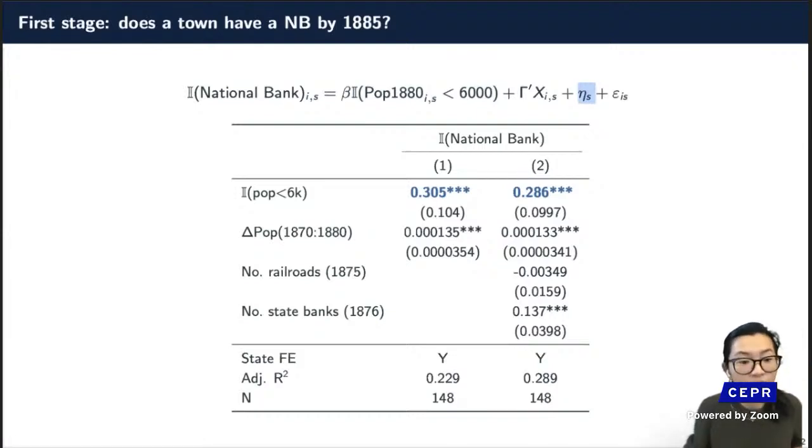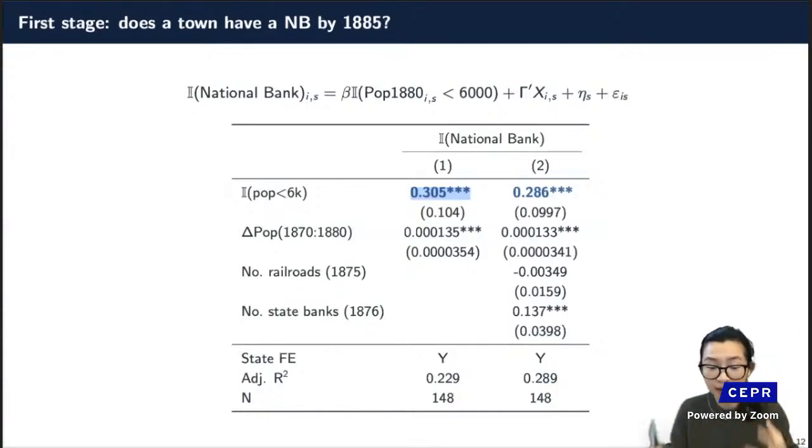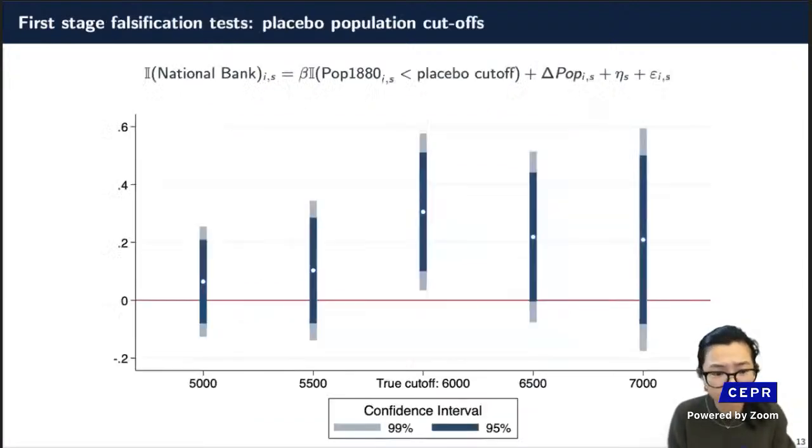So the bottom line of this regression is that places that were slightly smaller, that hadn't grown as much into 1880, were about 30 percentage points more likely to get a national bank in the post period. Okay? So that's our first stage for thinking about how important these regulatory capital requirements were in having a local economy gain access to this new type of financial intermediary.